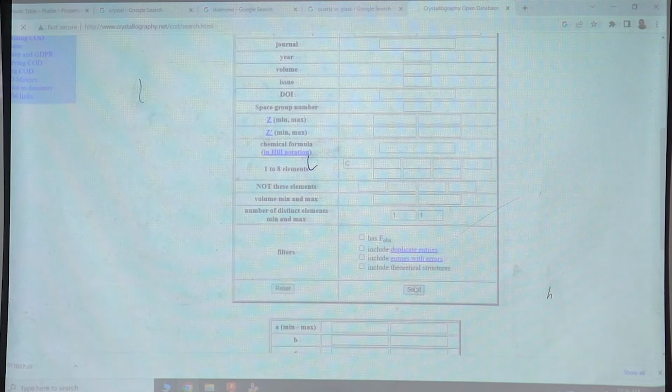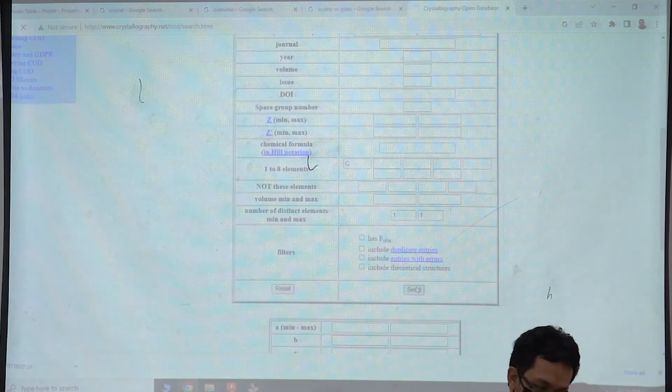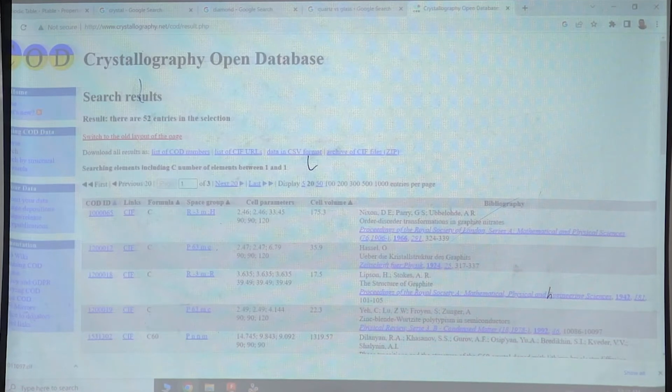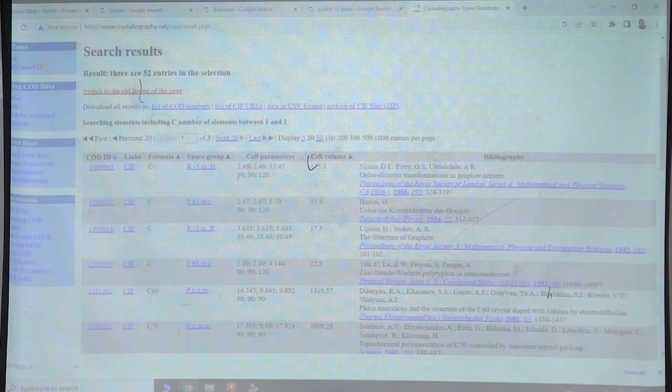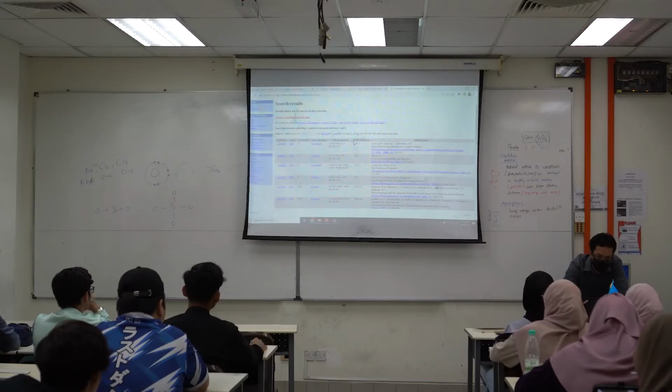We want to find the diamond. We want to compare the structure of diamond and the silicon and how we can infer knowledge from that. So let's search. Okay, so diamond. Because graphite is also carbon, let me make it more clear.